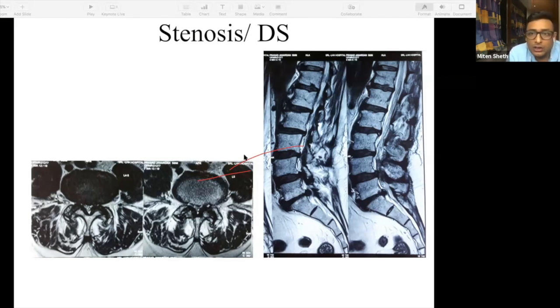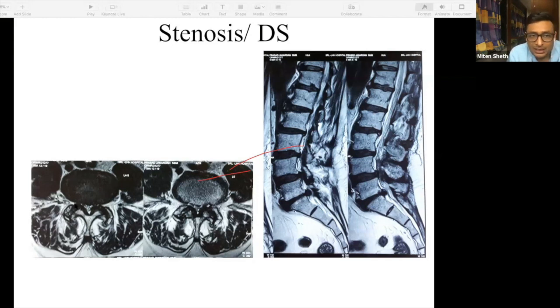Okay. So here at the 4-5 level, when you do an axial cut, what you are seeing is that the space for the cord has reduced. Your lateral recess is reduced. Your facet joints are not looking like typical good-looking facet joints, like a burger, where you have a clean bun and some cheese in between. What you're seeing is a degenerated facet.